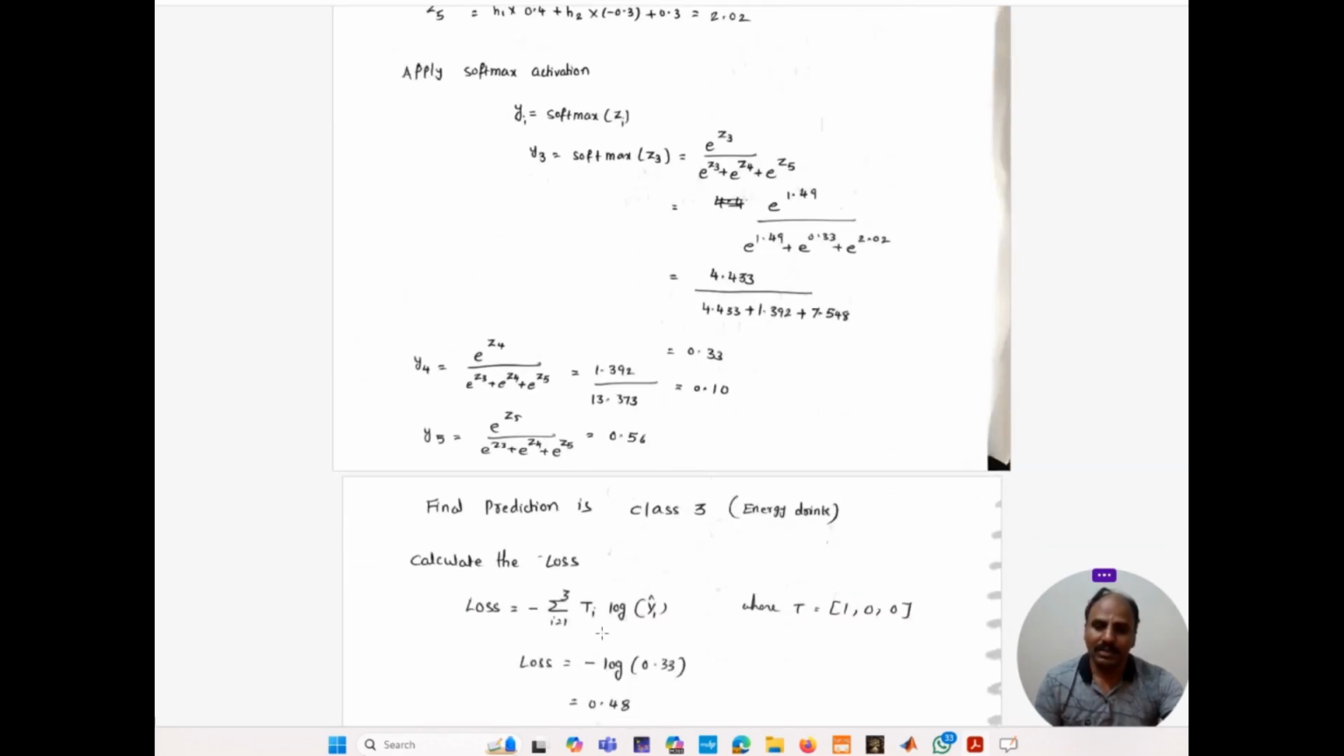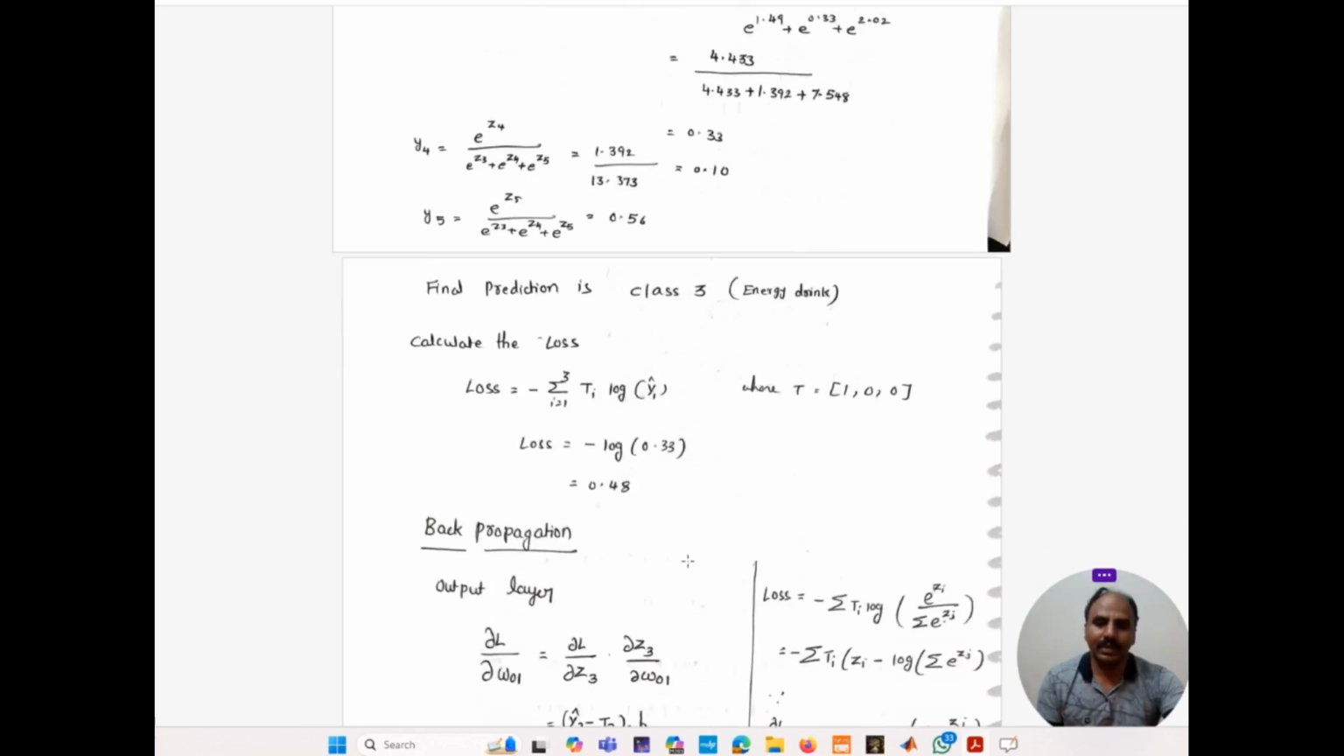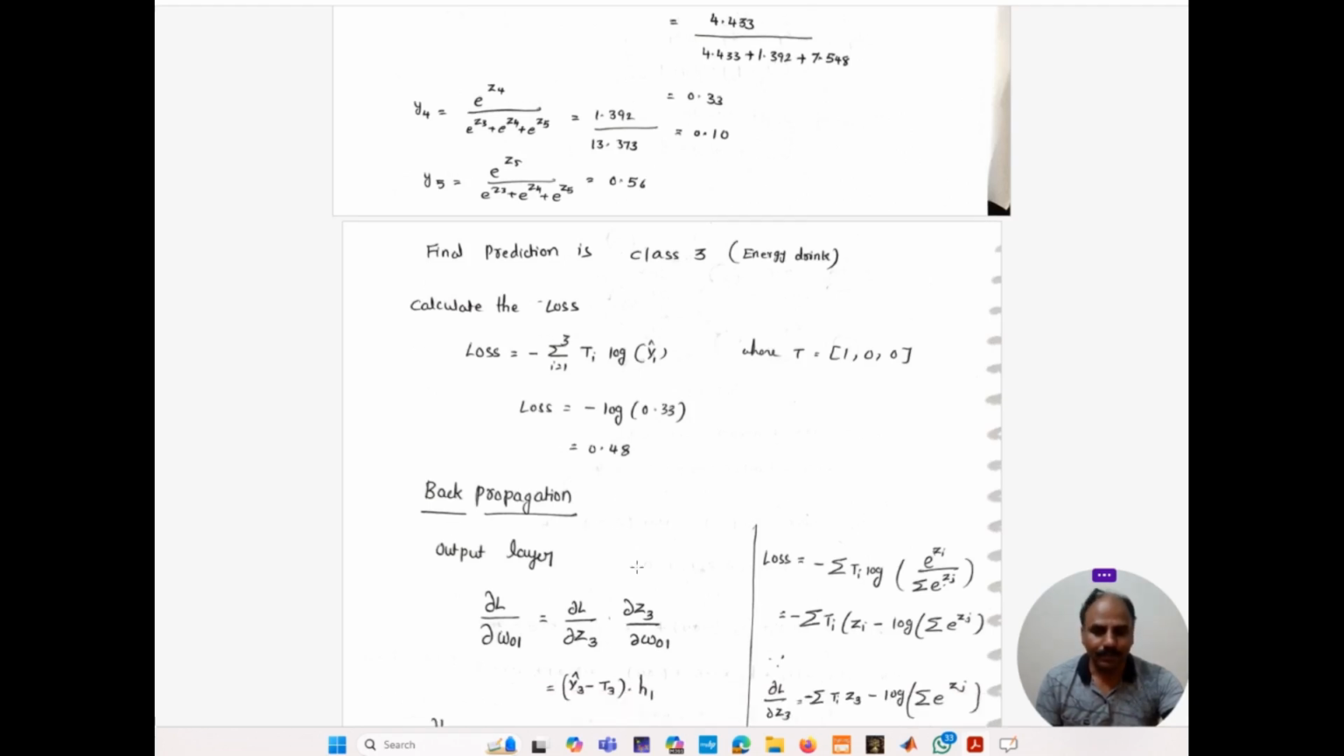The loss we are taking is the binary cross entropy. Here I have taken Ti into log of yi cap, where Ti is the targeted output. The target output right now should be class 1, but what we obtained is class 3. After calculating this, we got 0.48. The loss is 0.48, which means we have to reduce this loss. How we can reduce this loss, we discussed in the last lectures, using backpropagation.